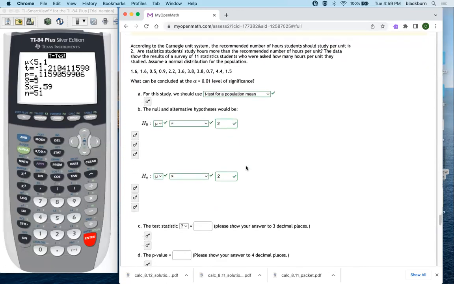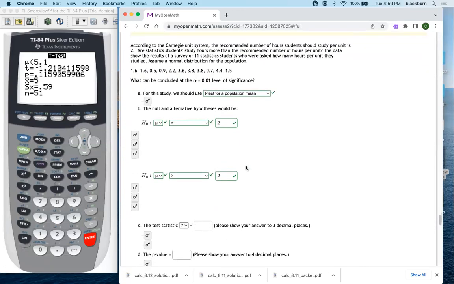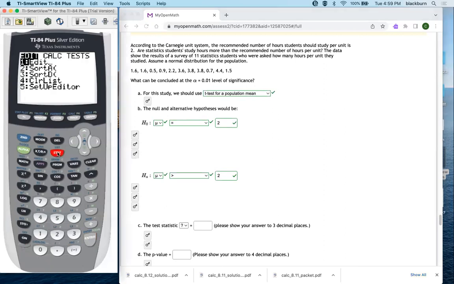Okay, so now what I do is, because we have a set of data, I need to enter that data. Where we enter data in our calculator, you go to stat, edit, and if you have some stuff up there like I do, you go up and hit clear, enter, and it clears it away. And then we're just going to put that data in.